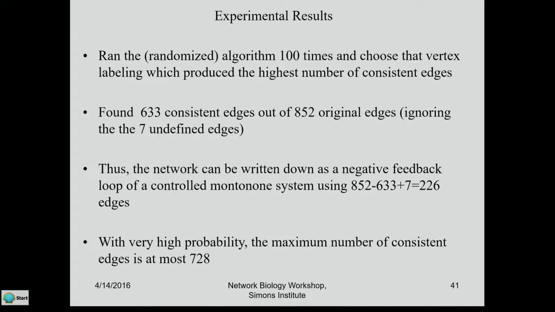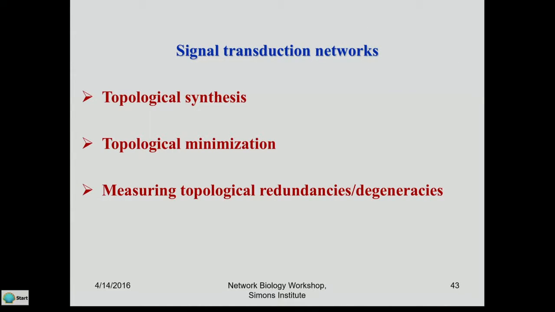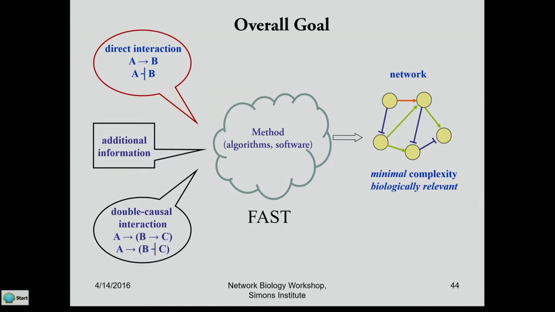So the last part would be on signal transduction networks. We talk about 3 things: topological synthesis, minimization, and topological degeneracy and redundancy. I'll just focus on the very last part and skip over the first 2 because we don't have time. The overall goal is that you have direct interactions, double causal interactions, and additional information. Then you need a fast method, software, and you want to build a network that's of minimal complexity and biologically very relevant.